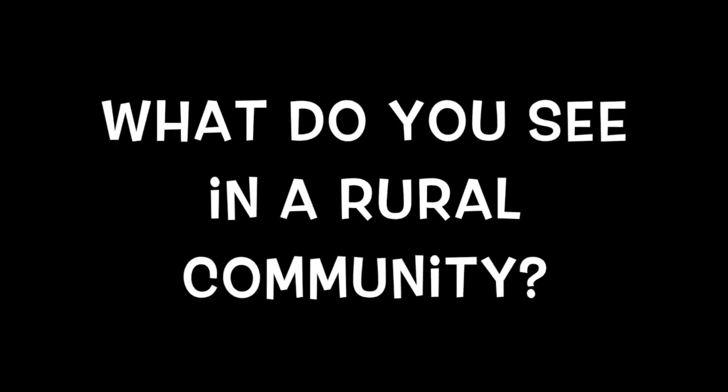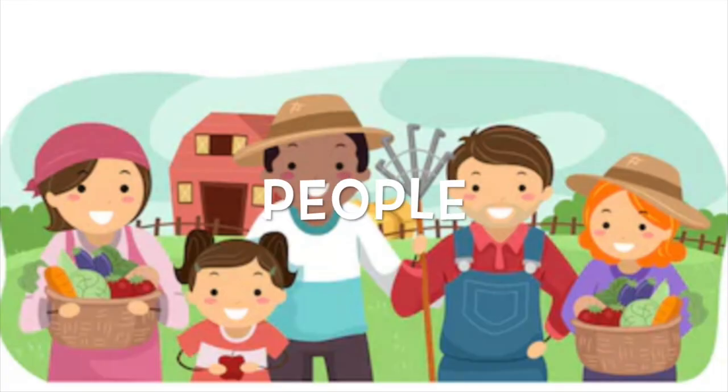So, what do you see in a rural community? People. There are few people living in rural communities. In these communities, people live far apart from one another. You'll often see farmers, but people have a lot of other jobs too, like teachers, policemen, firefighters, and doctors.